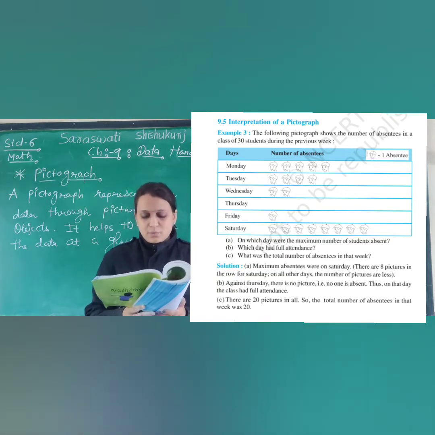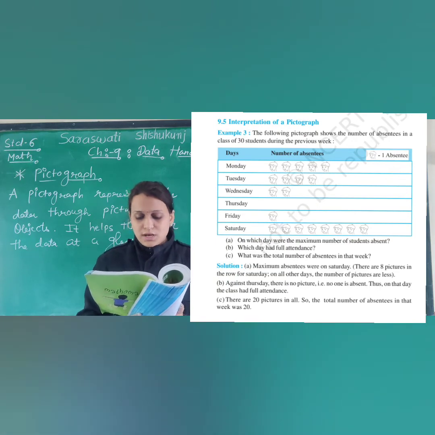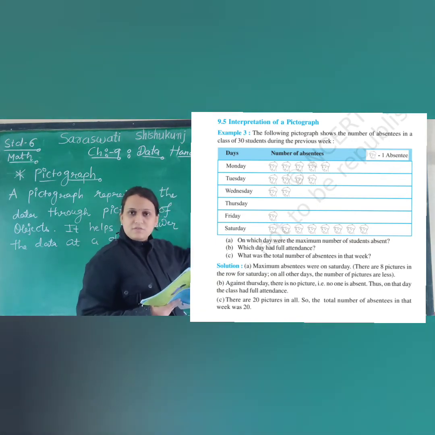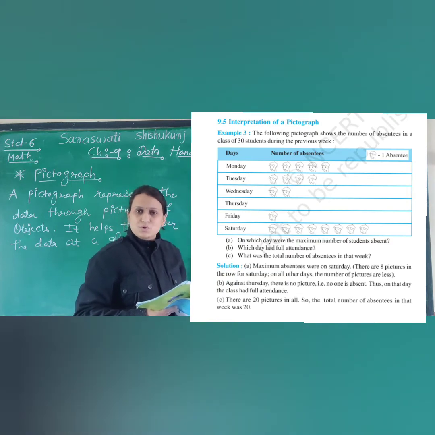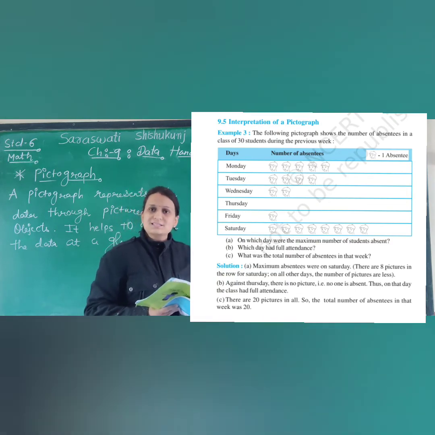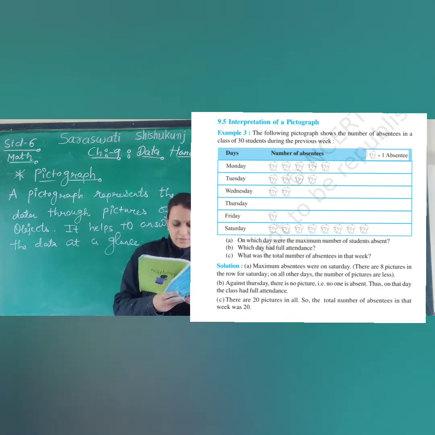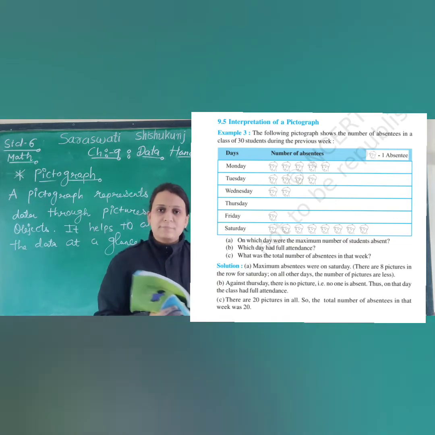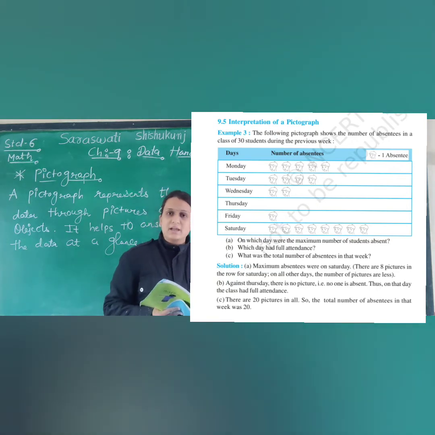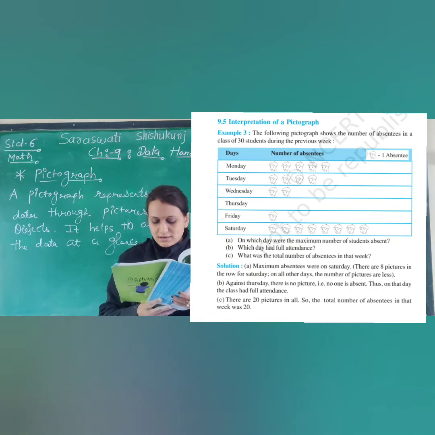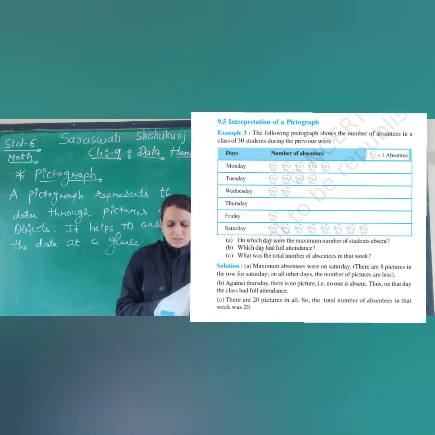And the last, C question is: what was the total number of absentees in that week? The week table is given here from Monday to Saturday, so we have to count all these smileys. That is the total for the given week. Here there are 20 pictures in all. From Monday to Saturday, if you count the smileys, there are 20 students in total. So the total number of absentees in that week was 20.